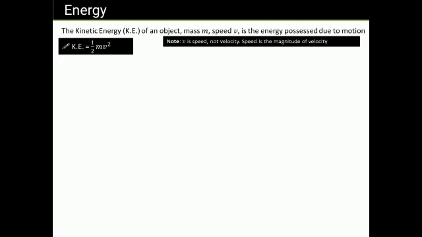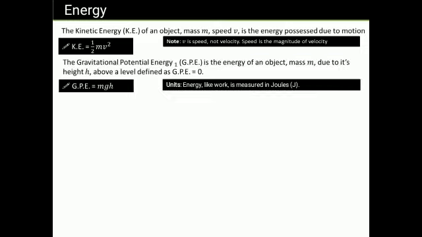Now the kinetic energy formula is half into mv square. Potential energy is calculated as mgh, where m is mass, g is gravity, and h is the given height. Now the potential energy is equal to zero at the reference level. The gravitational potential energy is of an object, where m denotes mass, g gravitation, and h height. The unit for energy is measured in joules.